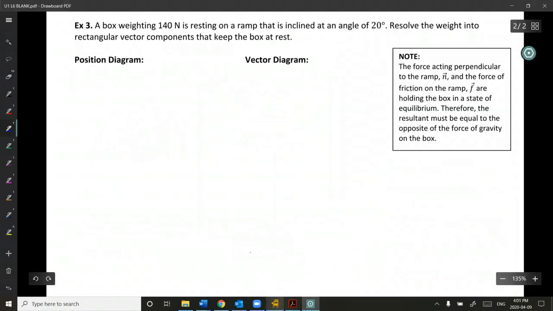For our final example, you may be familiar with questions like this if you've taken physics. So we're going to look at a box that's weighing 140 newtons and is resting on a ramp that's inclined at an angle of 20 degrees. We're going to resolve the weight into the rectangular vector components that keep the box at rest. So let's take a look at our ramp here. We're going to draw a position diagram, and then we're going to translate that into a vector diagram, which will be a little bit more helpful to find the information we're looking for.